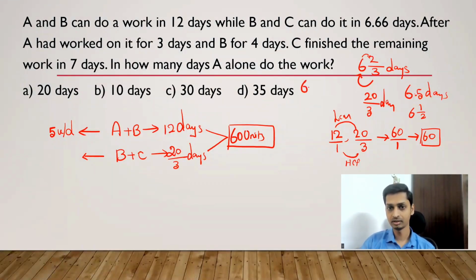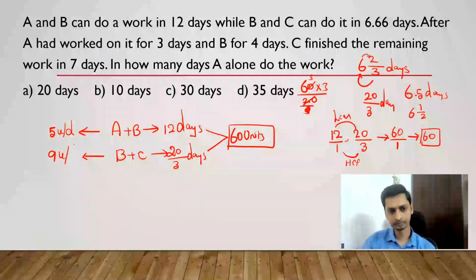So it is 60 by 20 by 3. That's right. So we can multiply this 3 by 20 to the numerator. So you get how much? Oh, it is 20, right? So it is 20 by 3. Okay. Now we can cancel this 3 into 3. How many units will B and C complete in one day? 9 units in one day.